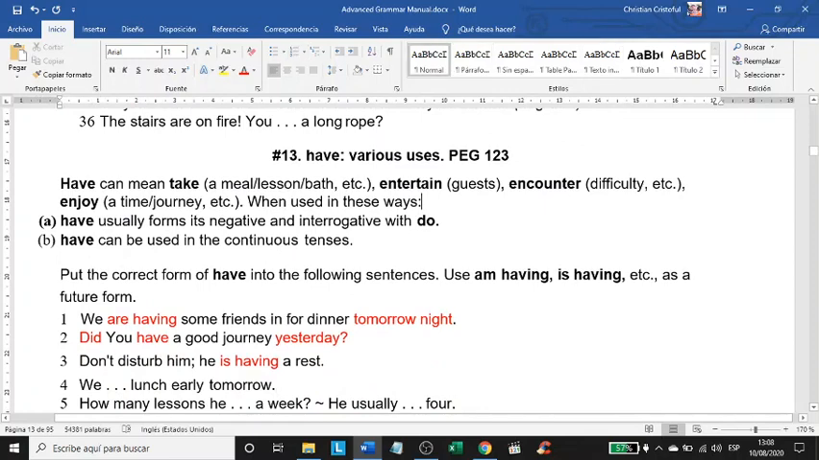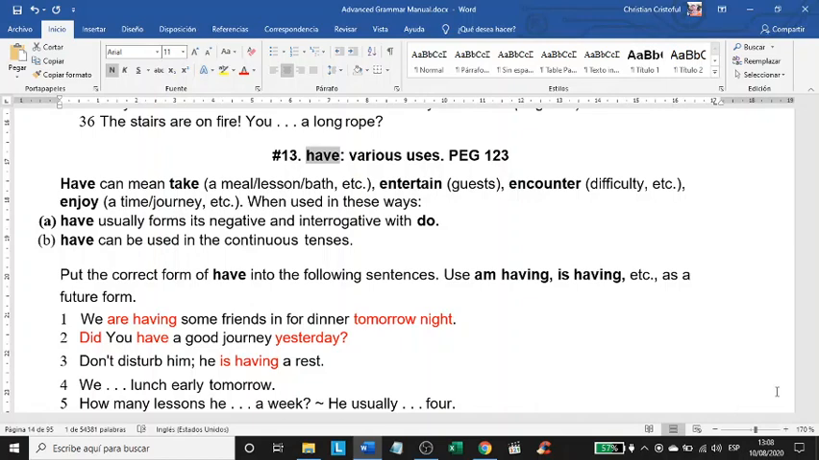Number 13 now. Have. Different uses of the verb have, because have means many things, not only possession. It means to take, for example, have a meal or take a meal, have a lesson, have a bath, etc. It also means to entertain, for example, have guests at home. It means to encounter, for example, have difficulty. It means to enjoy, for example, have a good time, have a long journey, etc.